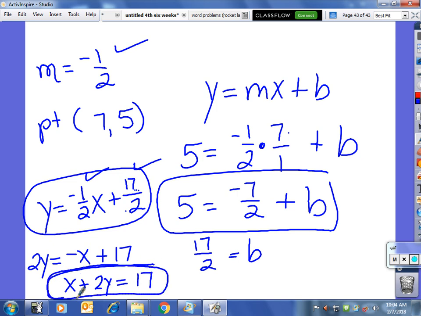This is why this is such an important skill. These answer choices really don't look like they're the same line, but they are. So you have to know how to convert. So this is the answer I'd want to see in your answer column.